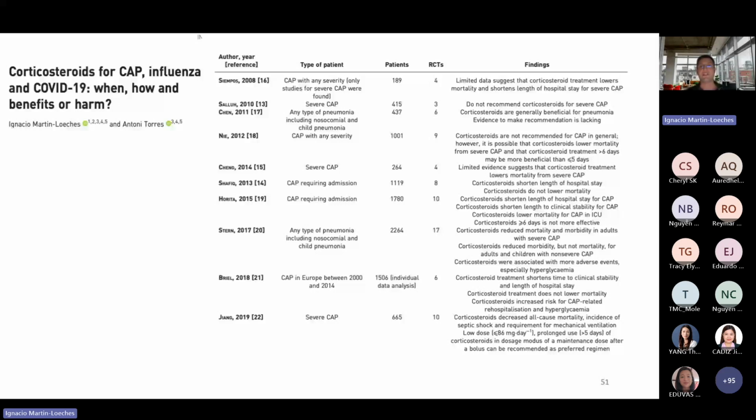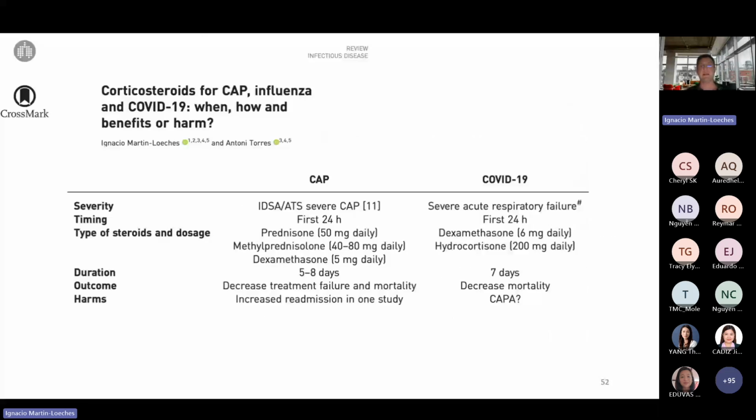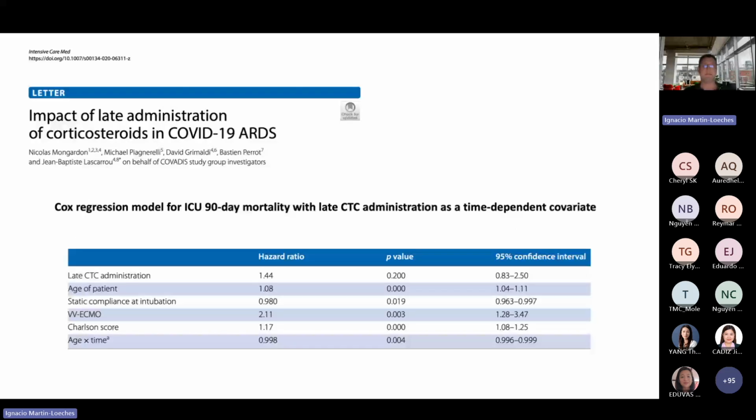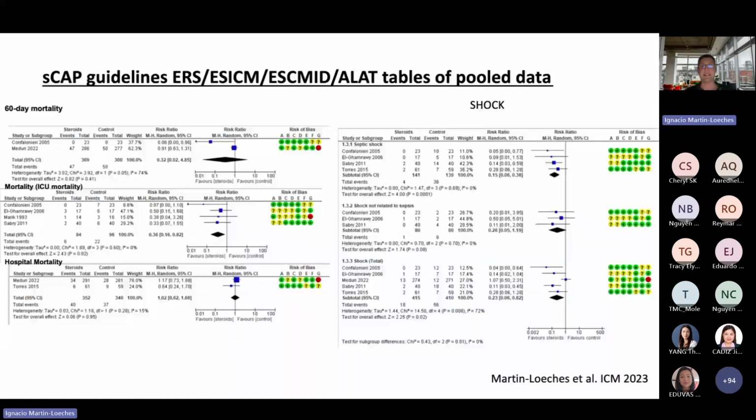And for that reason, we saw that in COVID we had an increasing amount of evidence, and in community-acquired pneumonia, we could see different authors including the use of prednisone, methylprednisolone, or dexamethasone. It is true that even in COVID, where we have seen a benefit, late administration of corticosteroids was not associated with a benefit. So we need to give them early. The evidence in the guidelines comes from pooled data, and as you can see, the benefit comes in patients who are in shock.